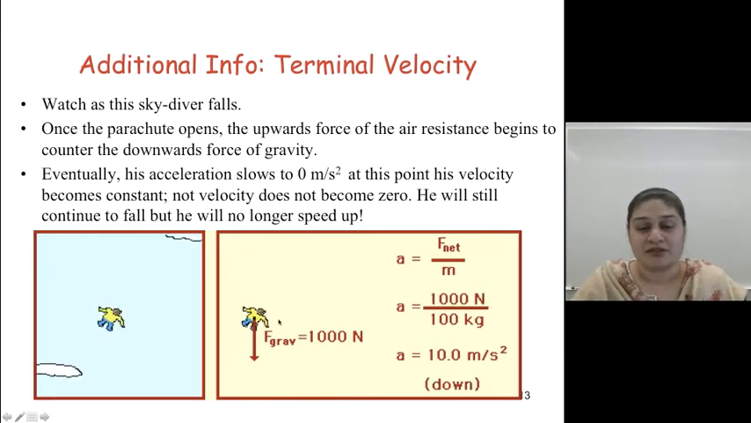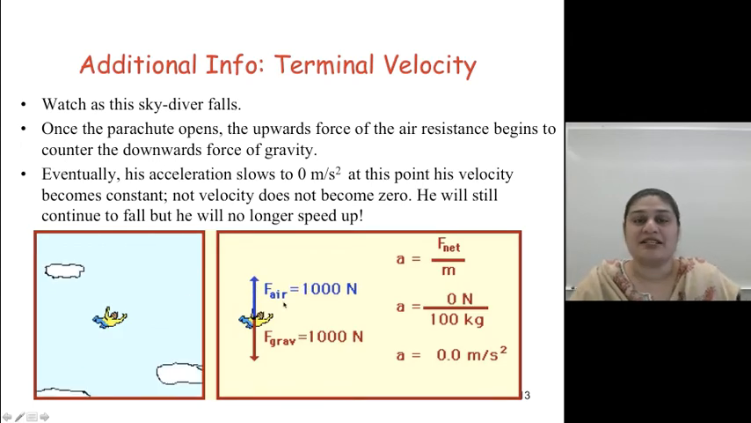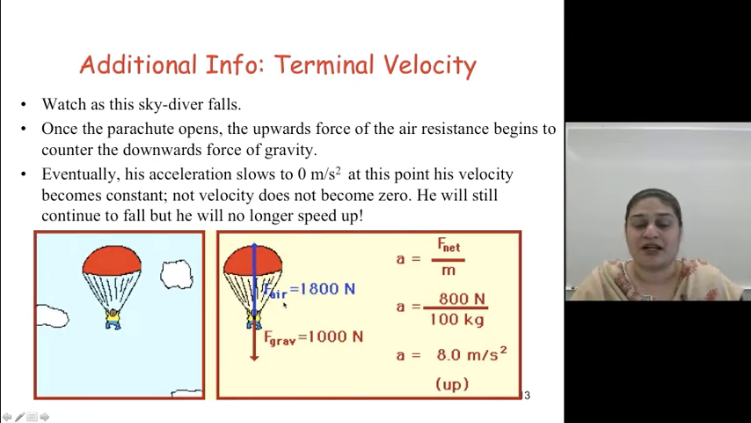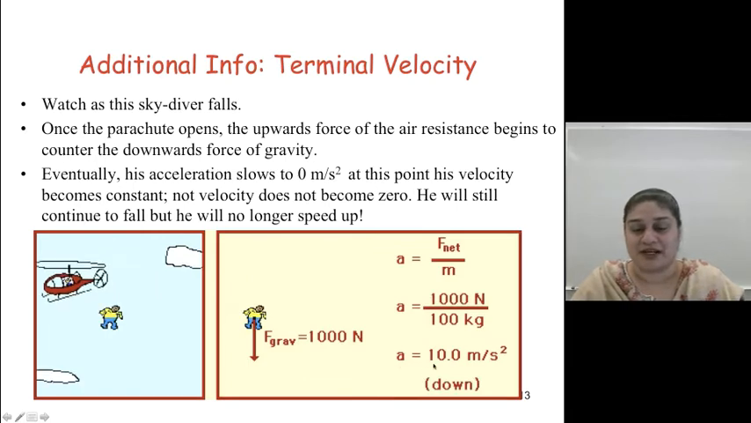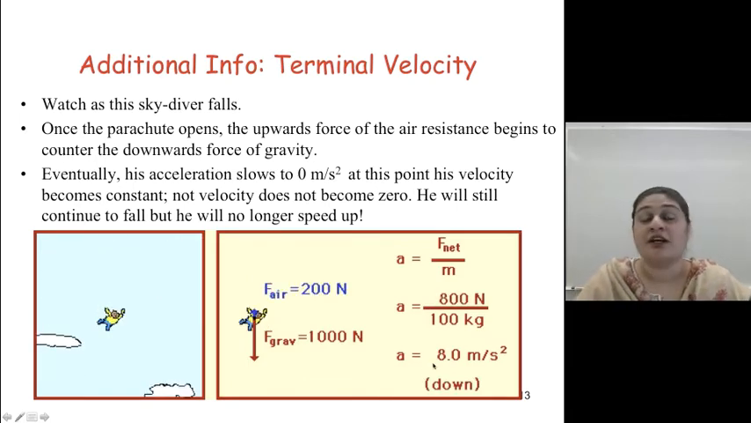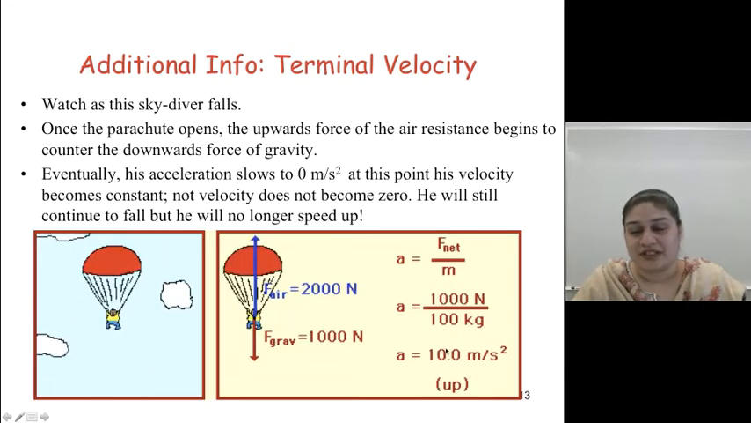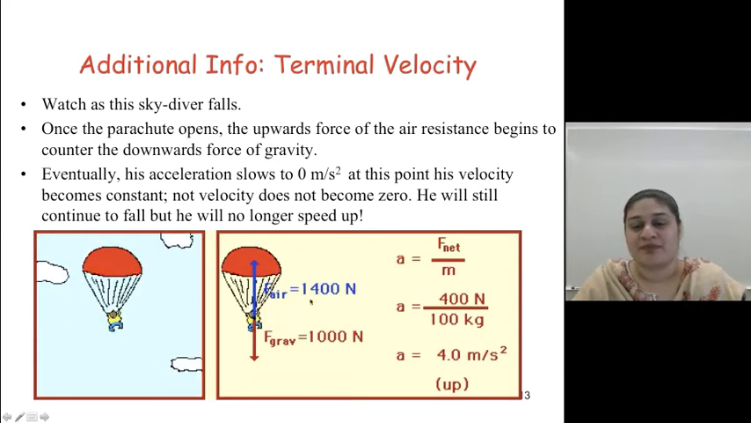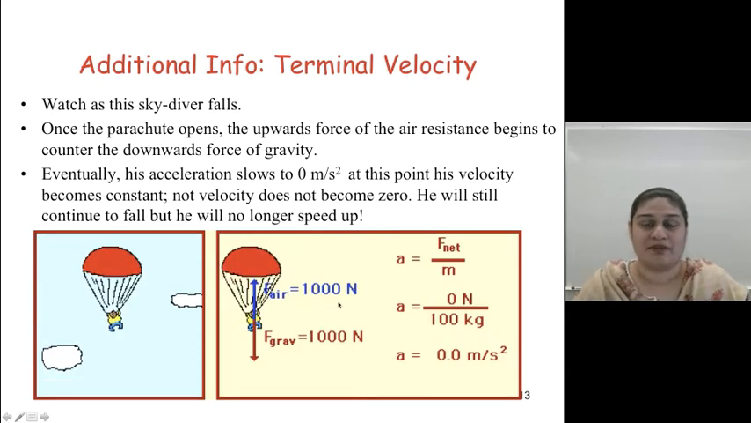He's starting to fall. The force of gravity acting on him is 1,000 newtons. As he falls, the drag keeps increasing, and his acceleration goes to 0 when the drag equals the force of gravity. So one more time, let's look at it. Acceleration downwards is about 10, which is 9.8, but we're around 10. As the drag force increases, his acceleration goes to 0, and that is the point of terminal velocity.